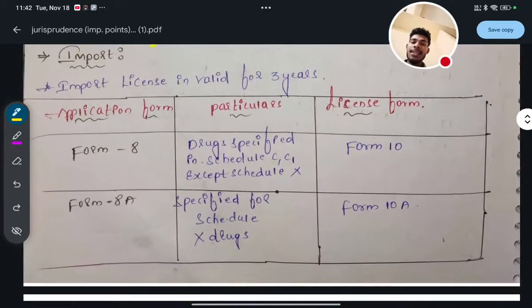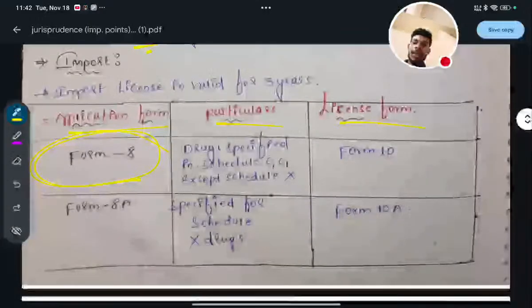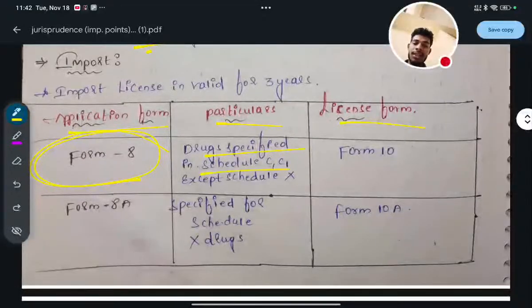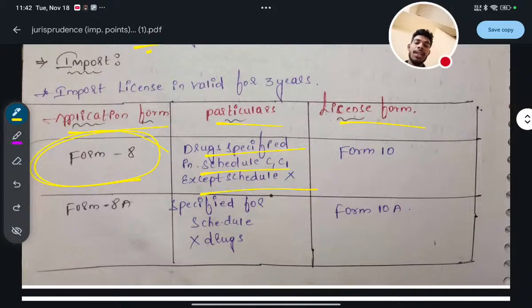So import license is valid for 3 years. This is very important. You have to remember that. Application form, particulars and license form. Application form 8: Form 8 is for drugs specified in Schedule C, C1 except Schedule X.